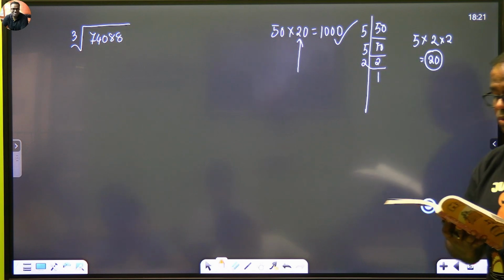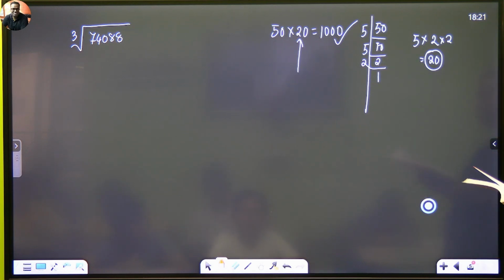Since they have given it, it will be 74088. They've asked you to find the cube root and you don't know how to find decimal cube roots. So this has to be a perfect cube. Why is it you're not getting it?